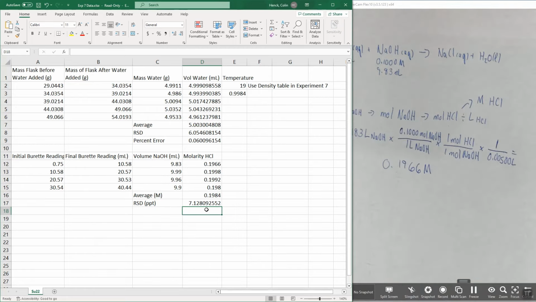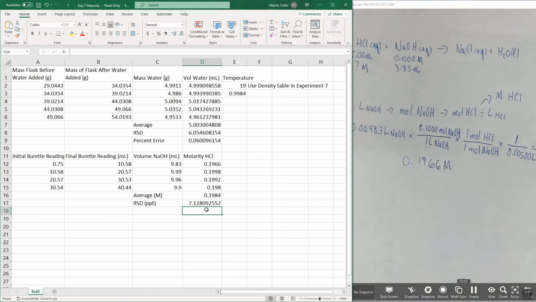When you're doing this in the lab, you should have an RSD of less than 25. If you don't have an RSD of less than 25, your TA may ask you to do additional titrations. So it's really important to go slowly and get it to turn pink at that last drop.